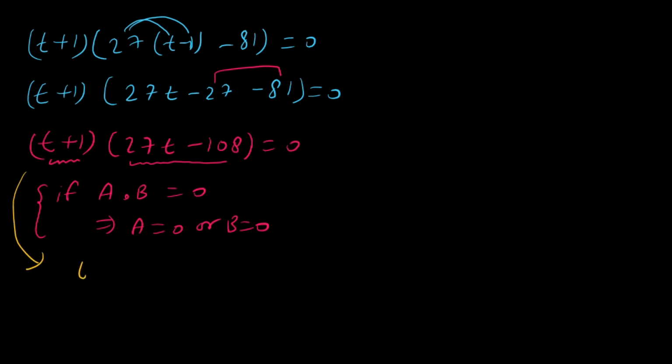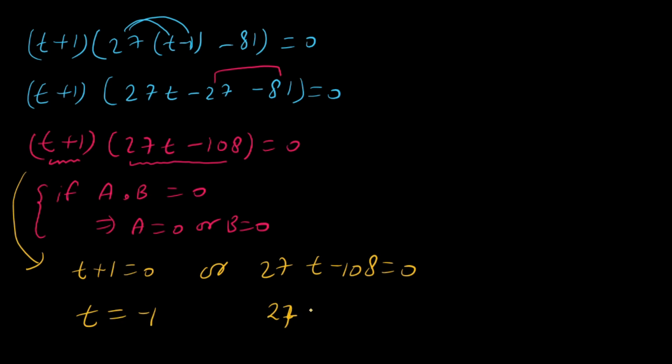Then here we can say t plus 1 is equal to 0, or 27 times t minus 108 is equal to 0. Here the value of t is minus 1, and here the value of 27 times t is 108. Now if we divide both sides by 27, then the value of t is 4.